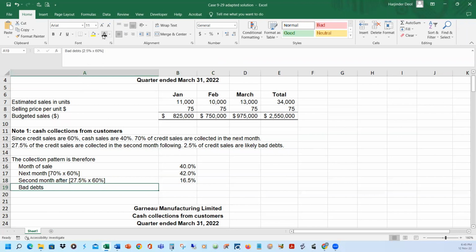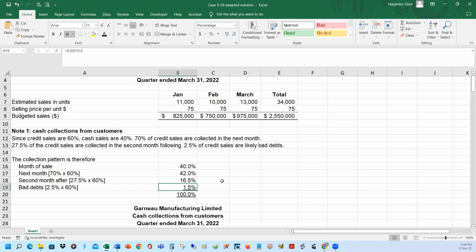Bad debts, 2.5% of credit sales, is 1.5% of the total. And we can check the sum of all these percentages should give us 100%. So these amounts are all percentages of total sales. In the month of sale, we collect 40% of total sales value. In the next month, we collect 42% of the total sales value. In the month after, we collect 16.5%. The remaining 1.5% never gets collected.